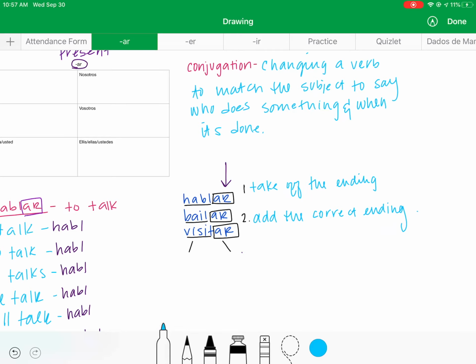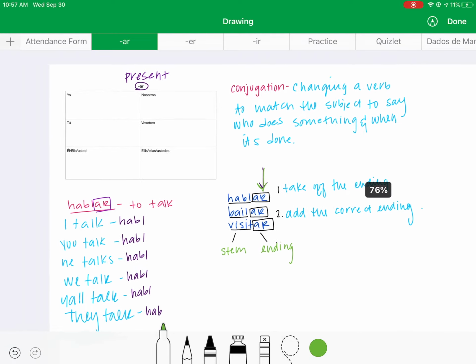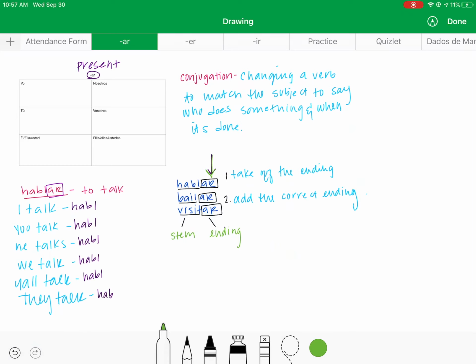Okay, so over here there's two parts to a verb. There's the stem and there's the ending. So when I say take off the ending, this is what I'm talking about right here. We're going to talk about three types of verbs today: AR, ER, and IR. AR verbs are verbs that end in AR, ER verbs are verbs that end in ER, and IR verbs are verbs that end in IR.